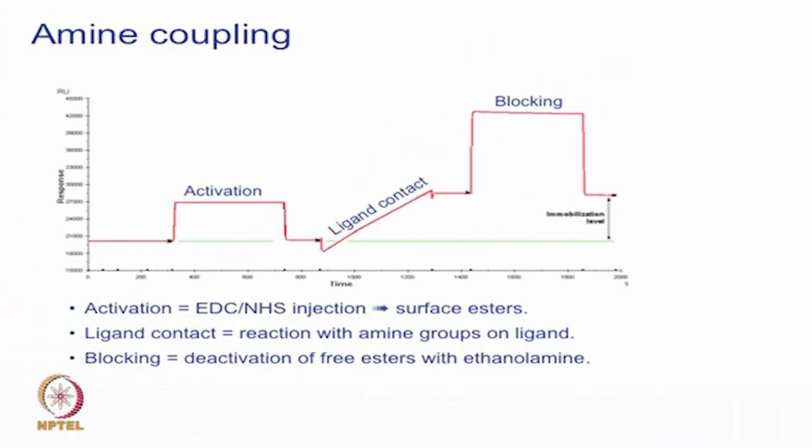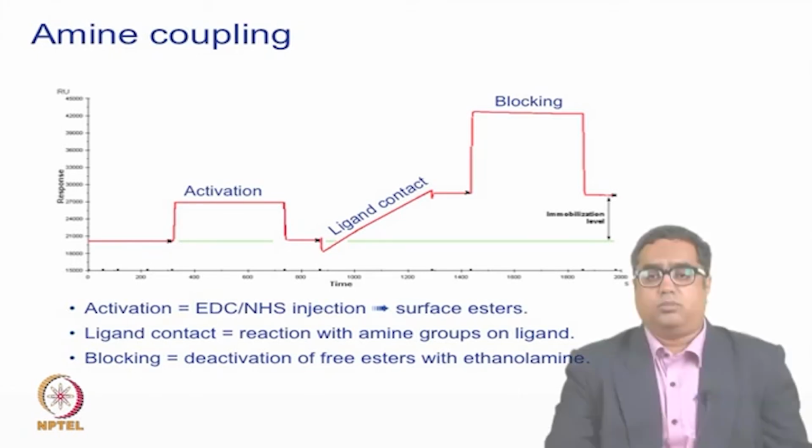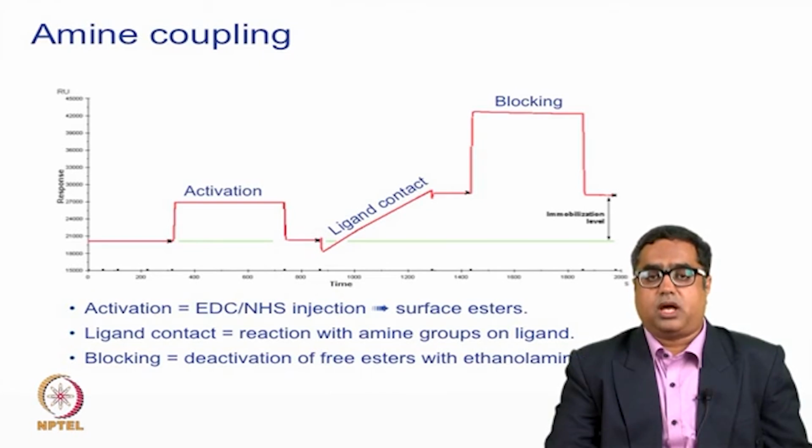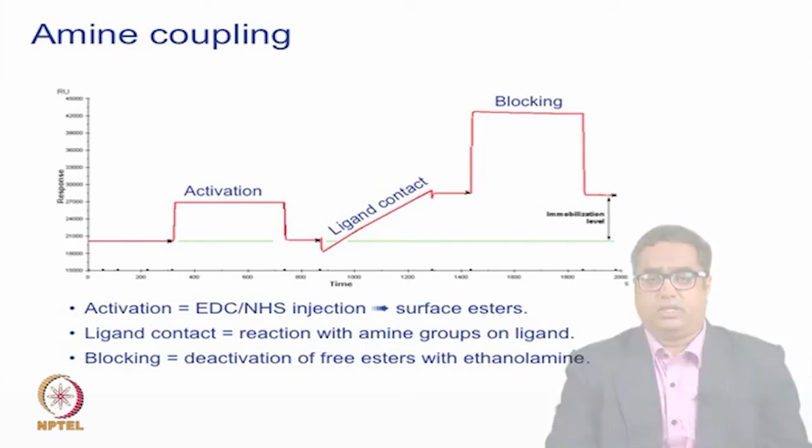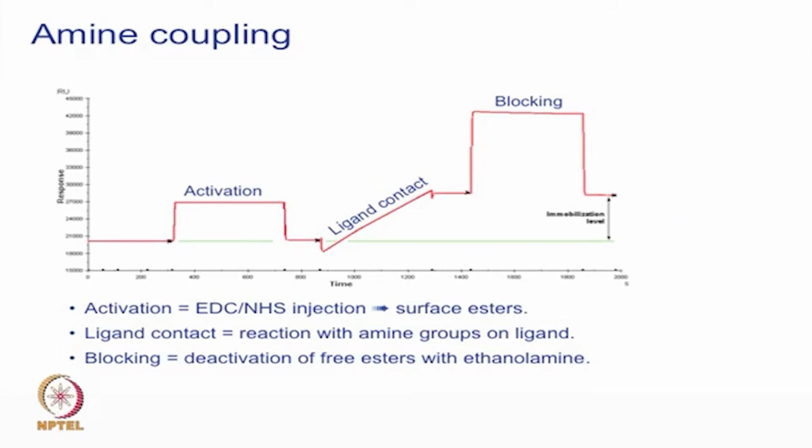We will take one example here, which is amine coupling, a very common way of coupling proteins on the sensor surface. The activation of the surface is generally done by the chemicals EDC and NHS, which activate the surface esters, and the molecules with amine groups are covalently coupled on the surface of the chip. The extra activated groups are blocked by ethanolamine.